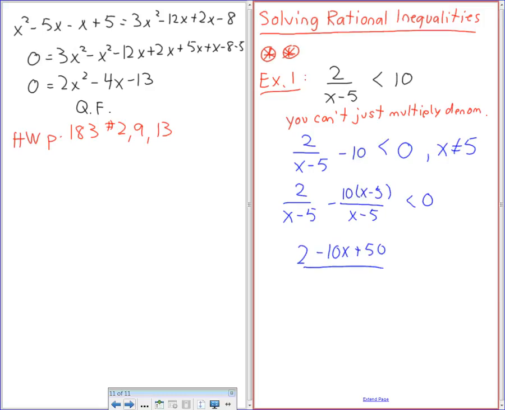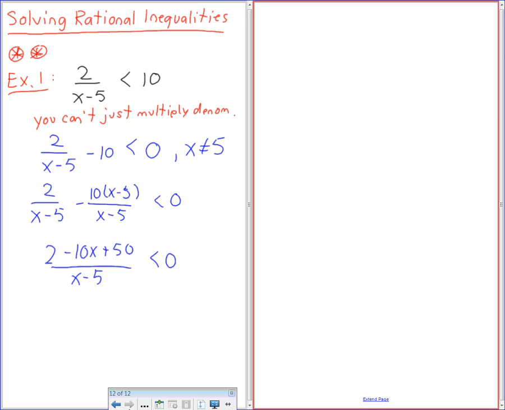Great. So that's going to turn into negative 10x plus 52 all over x minus 5. I made a mistake there, 52. Oops. Thank you.